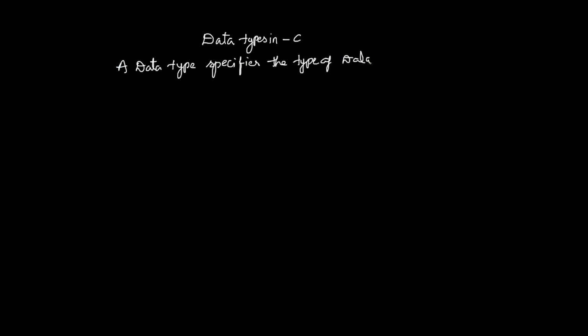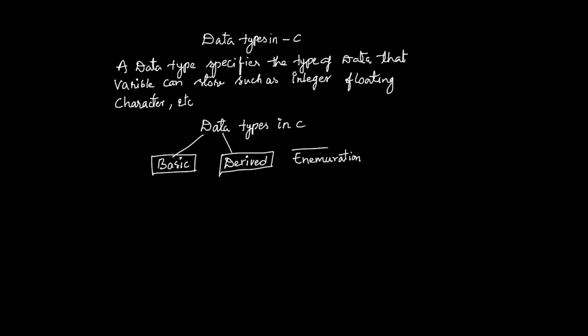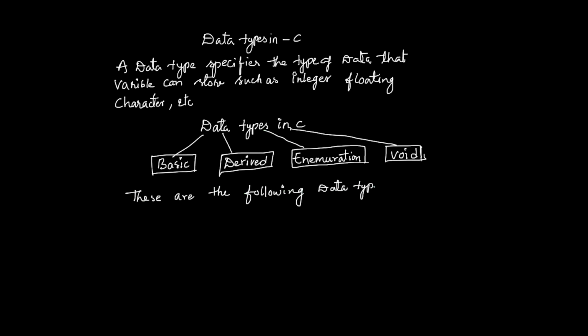Data types in C. A data type specifies the type of data that a variable can store, such as integer, floating, character, etc. Data types in C: basic, derived, enumeration, void. These are the following data types in C language.